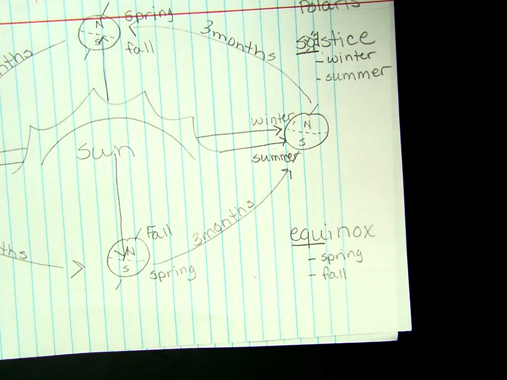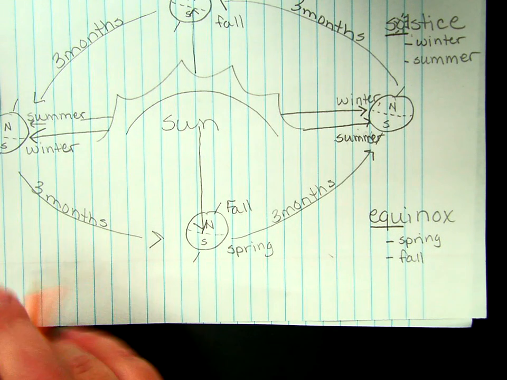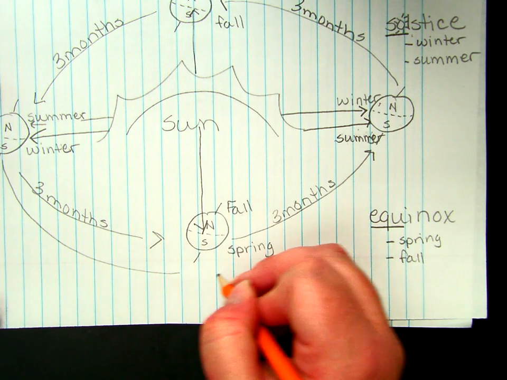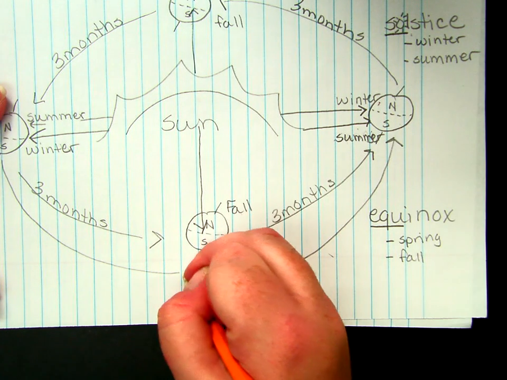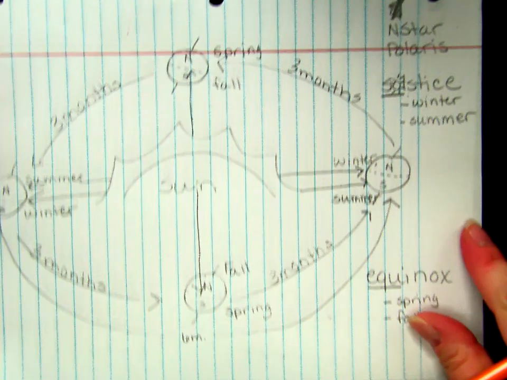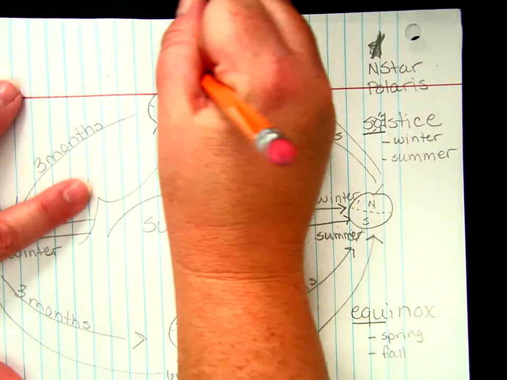So if I said 6 months after summer, what season will we be in? So you're going to go 3, and then you're going to go 6, and we're going to be in winter. So we have 6 months between summer and winter, and we have 6 months between winter and summer.